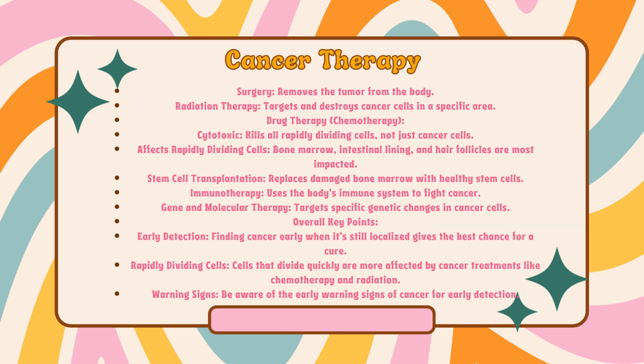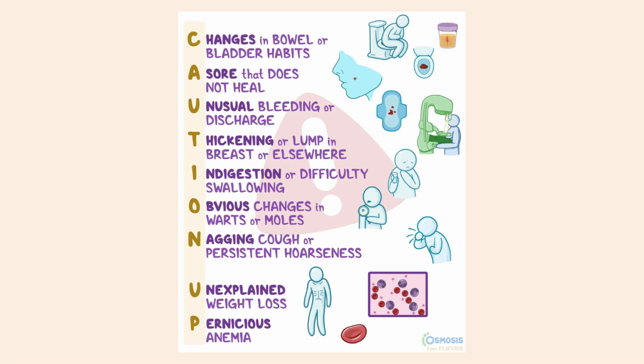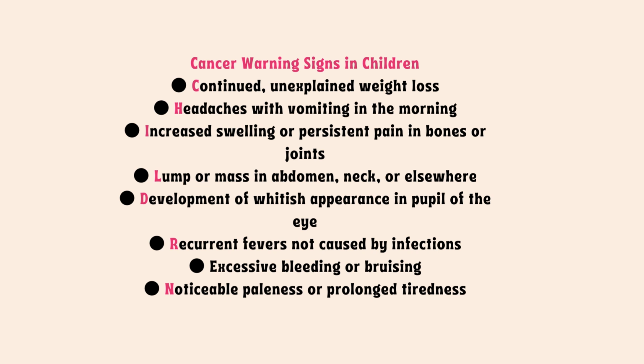Now, how do we treat cancer? We can do surgery, where we remove the tumor from the body, and we can do radiation, where we target and try to destroy cancer cells. We can try to detect it early, we can look at the warning signs, and you can be cautious. And these are some of the warning signs that you can get when you get cancer, and these are warning signs that you get when they're in children.